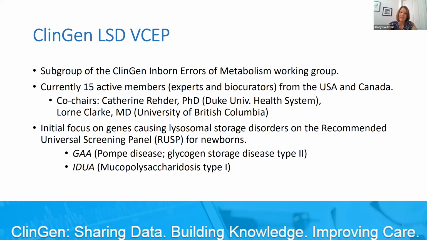So initially, when we submitted our application, we wanted to focus on genes for lysosomal storage disorders on the recommended universal screening panel for newborns in the US. Of course, as you're aware, the RUSP, as it's called, basically is this list of disorders that's approved within the United States for screening for newborns at birth. So we began by looking at the GAA gene for Pompe disease, and we're now just moving on to IDUA for MPS type 1. So the presentation today will be focusing on GAA because that's where the vast majority of our work has been done so far.